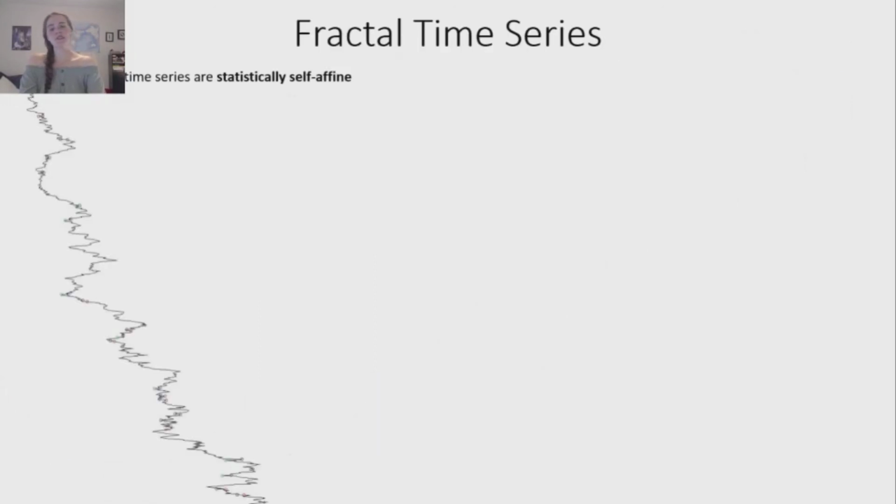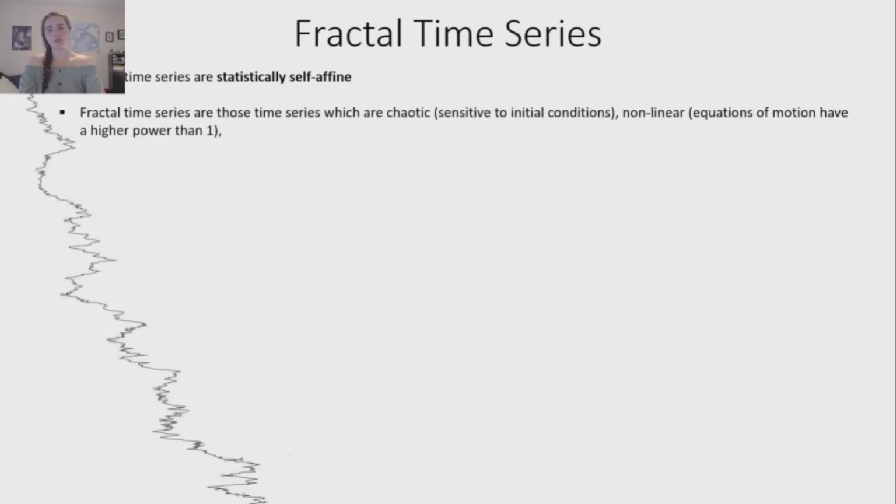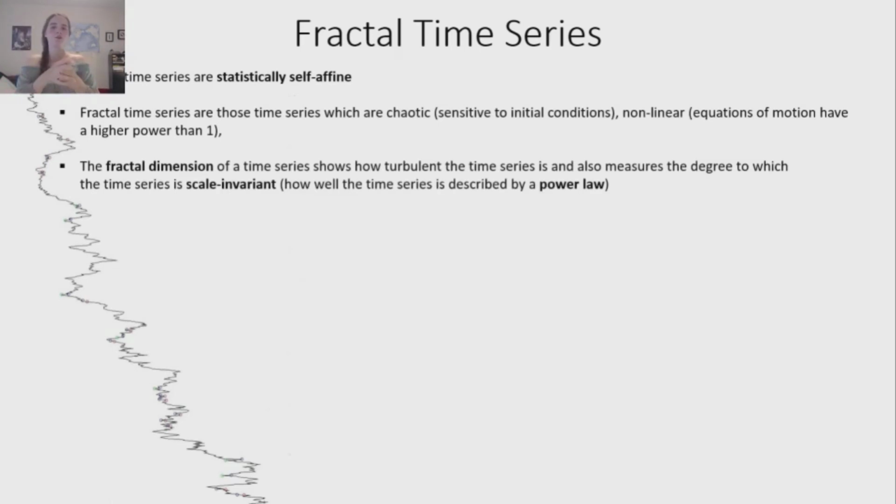So fractal time series are statistically self-affine, as we've just mentioned. Fractal time series are those time series which are chaotic, so they're sensitive to initial conditions, and they're nonlinear, which means their equations of motion have a higher power than 1. I just put that in there because I learned about equations of motion last semester. It doesn't really matter. So we know all of the properties of fractals already, and we're just going to apply those same properties of fractals to a time series, and measure those properties a different way.